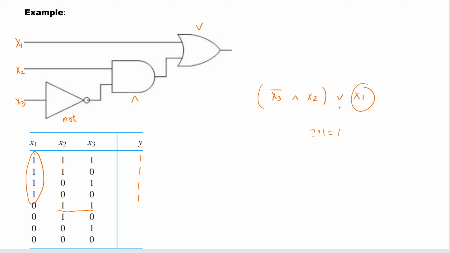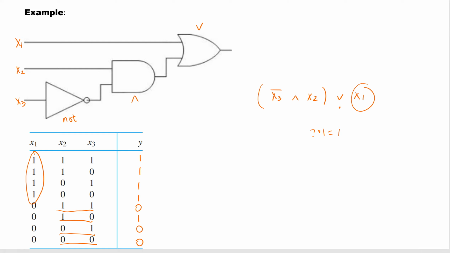Here, NOT x3: NOT 1 is 0. 0 and 1 is 0. 0 or 0 is 0. So this is 0. And then this one, NOT x3, so NOT 0 is 1. 1 and 1 is 1. 1 or 0 is 1. Here, NOT 1 is 0. 0 and 0 is 0. 0 or 0 is 0. Here, NOT x3, so NOT 0 is 1. But 1 and 0 is 0. 0 or 0 is 0. So the answer is 0. So far, so good, everybody.